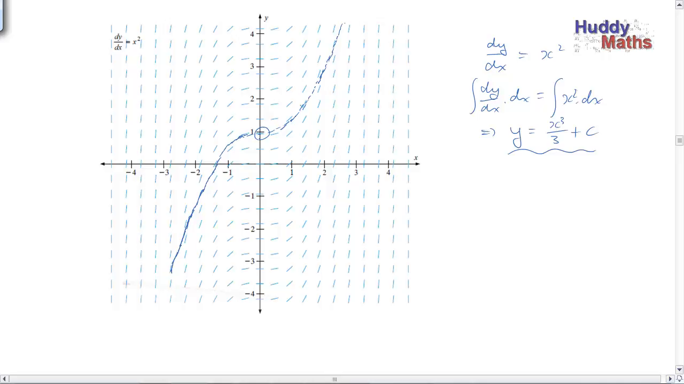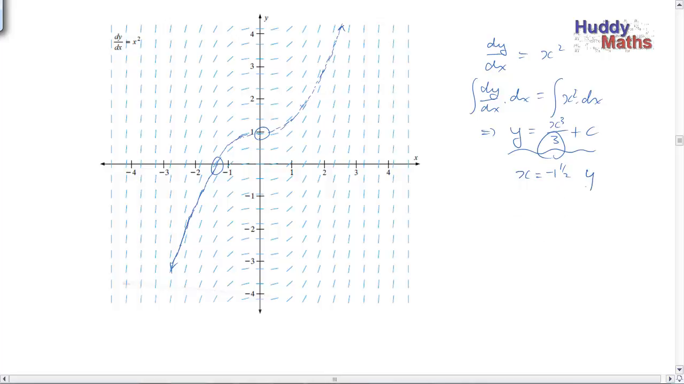Again, not a bad graph of x cubed. Oh well, it's a third x cubed, so it's not as steep as x cubed. Let's test a point. I reckon it goes through about negative 1.5 on the x-axis. So sub in x is 0. Let's have a look here. Not x is 0, sorry, x is negative 1.5.